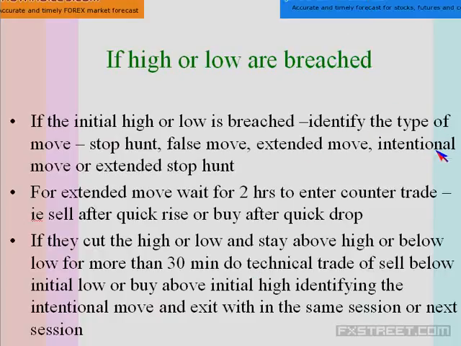So an intentional move is one which is a slow move. They slowly drop for about 2 days, or drop for about 3 days, or at least for 2 sessions. They are all called intentional moves. Then an extended move is one wherein they just quickly gain about 100 to 200 pips and then drop in a matter of about 30 minutes to 1 hour. And you know that in the case of the Australian dollar last week, they just gained the level from 1.07 to 1.10.